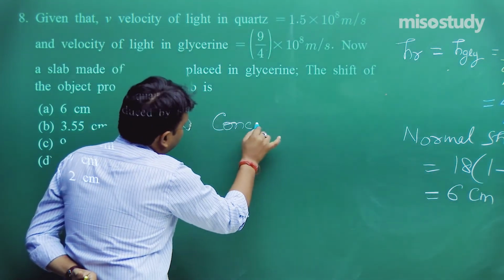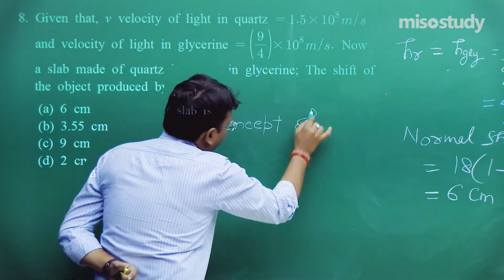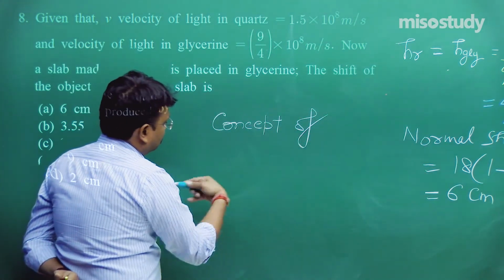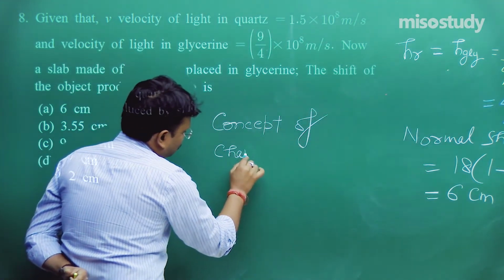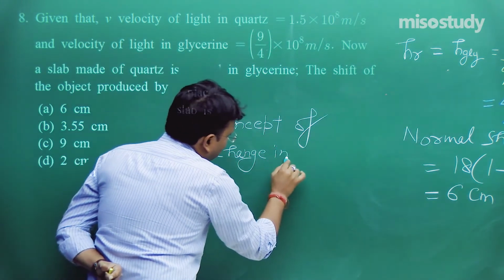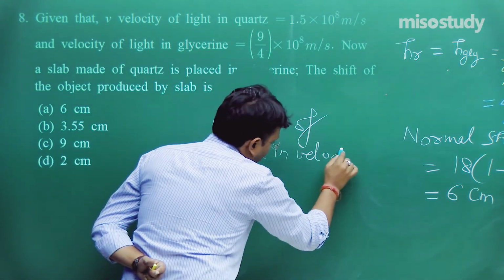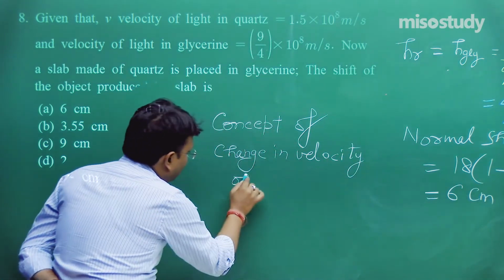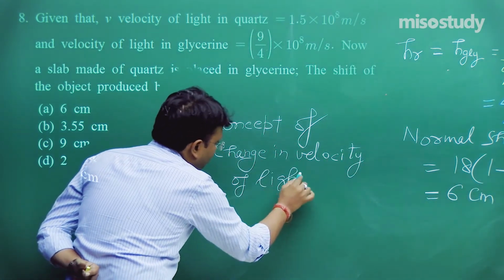concept of change in velocity, obviously of light, velocity of light, that is taking place. Fine.